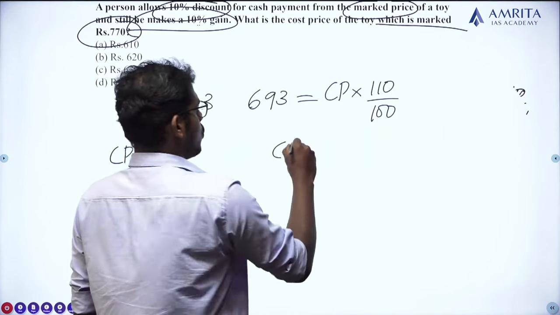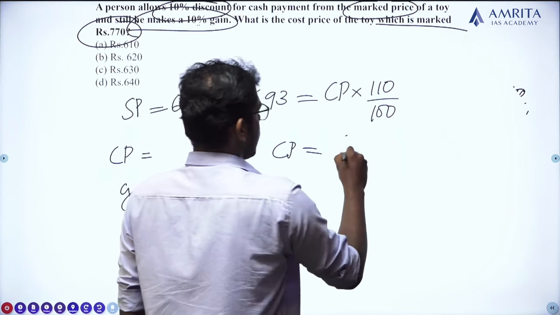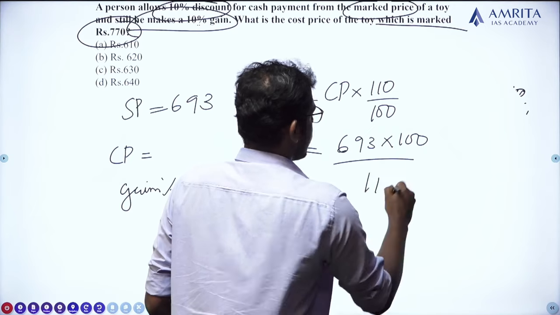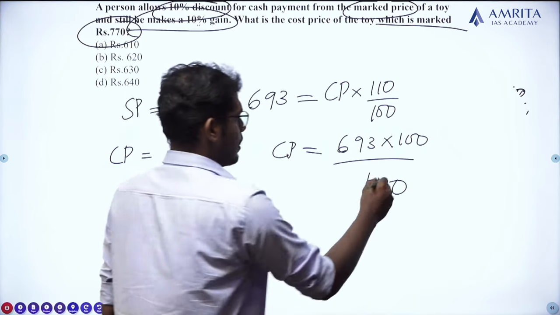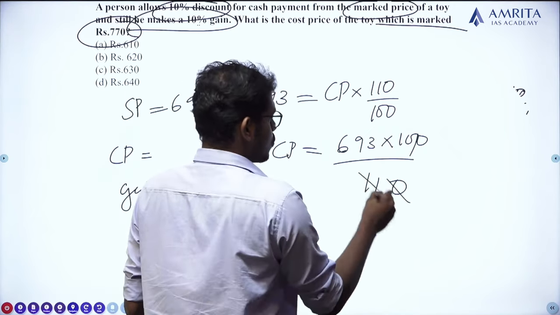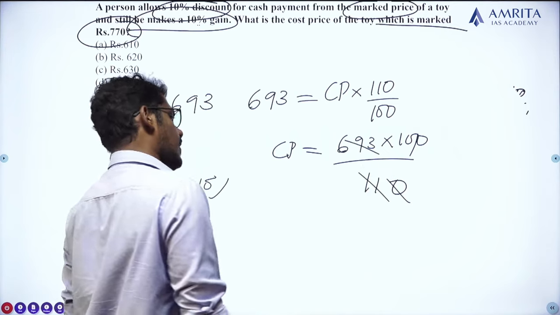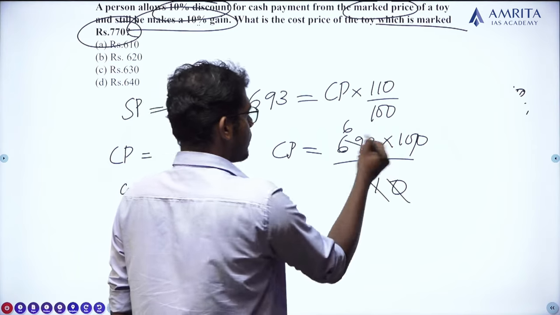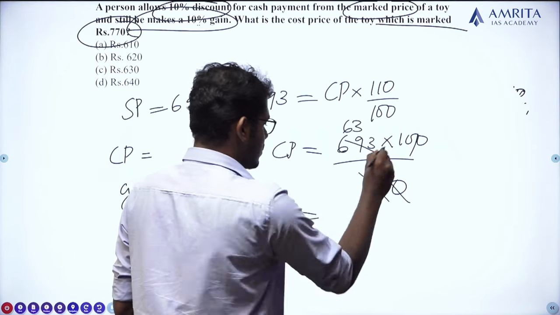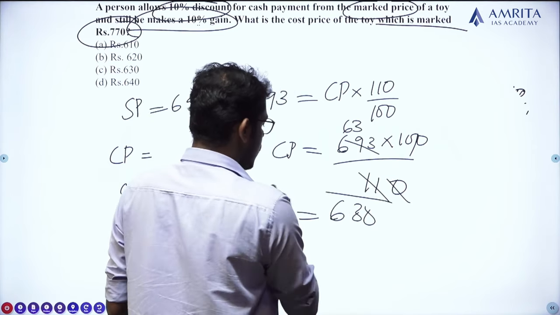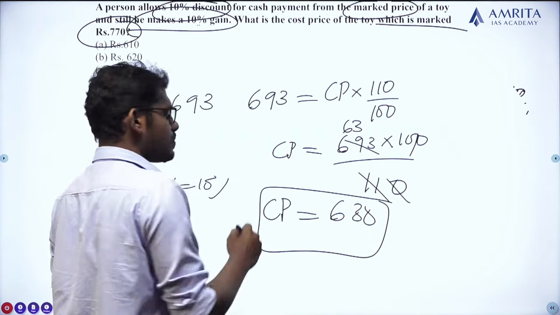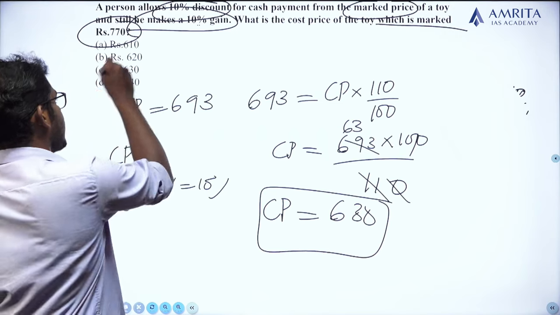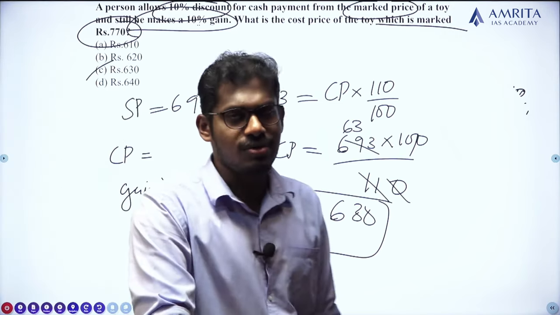Yes. So the cost price can be written as 693 into 100 divided by 110. Is it correct? Yes, correct. The zeros will cancel each other. So 693 divided by 11: 11 sixes are 66, 3 remainder 33, so 63 into 10 is 630 rupees. So the cost price of the particular toy is rupees 630, which is answer option C for this particular question.